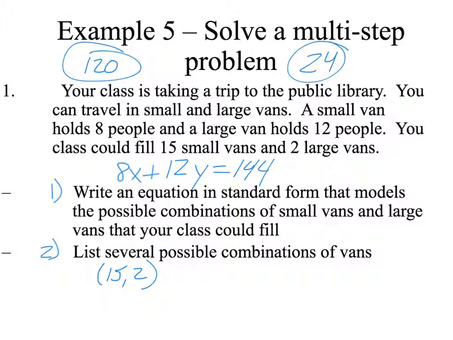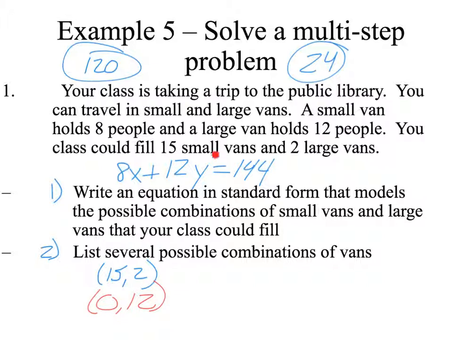Other possible combinations. Basically, all you're going to do is pick a number for either x or y, it doesn't matter, and then solve for the other one. Anytime I'm asked to give possible combinations, I usually plug 0 in for each variable, and that usually pretty easily gives me my 2 combinations. So I'm going to plug 0 in for x. That's going to take this piece away, and I end up with 12y equaling 144. Divide each side by 12, and another combination, x was 0, y would be 12. I could just take 12 large vans.